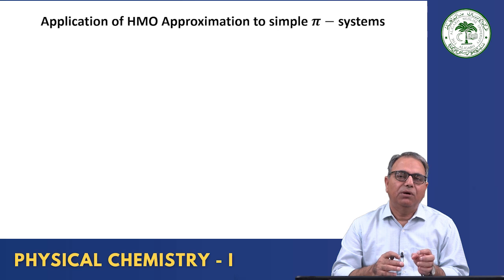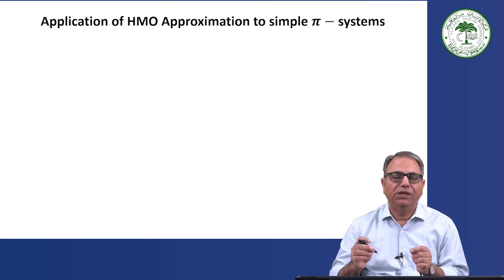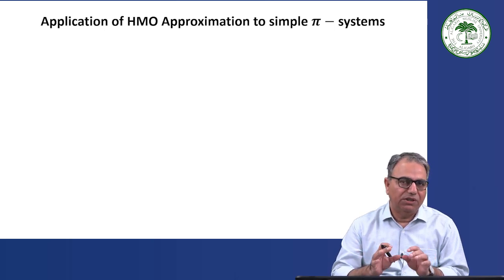They are given the symbol beta, provided that the numbers in the subscript are closest neighbors. If we are talking about H12, and 1 and 2 are bonded by a sigma bond, then it is given the beta symbol. If it is H13, and 1 and 3 are not directly bonded by a sigma bond, not nearest neighbors, then it is given a 0. So this was the approximation.